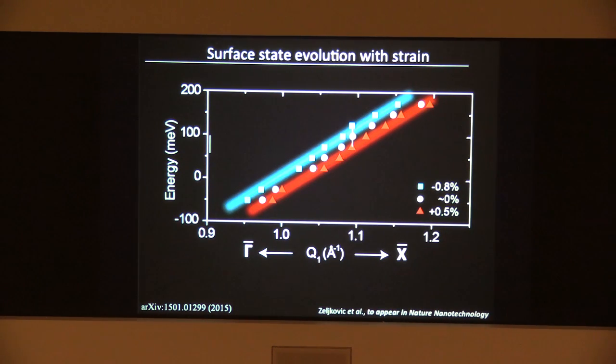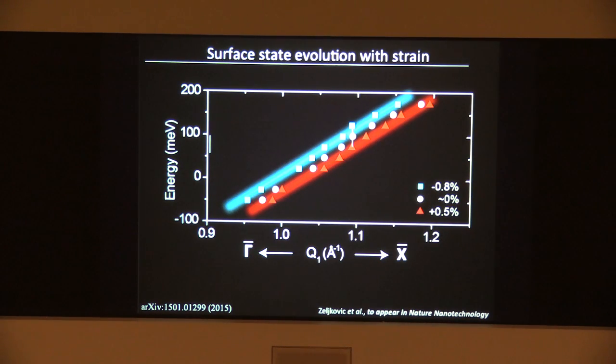Excuse me, does this strain break the mirror symmetries? Because this is the TCI. Yeah. Yeah, so compressive and tensile strain do. Yes, for the moment I'm just talking about those. And then I'll be talking about uniaxial strain in a bit, and that also does. Yeah.